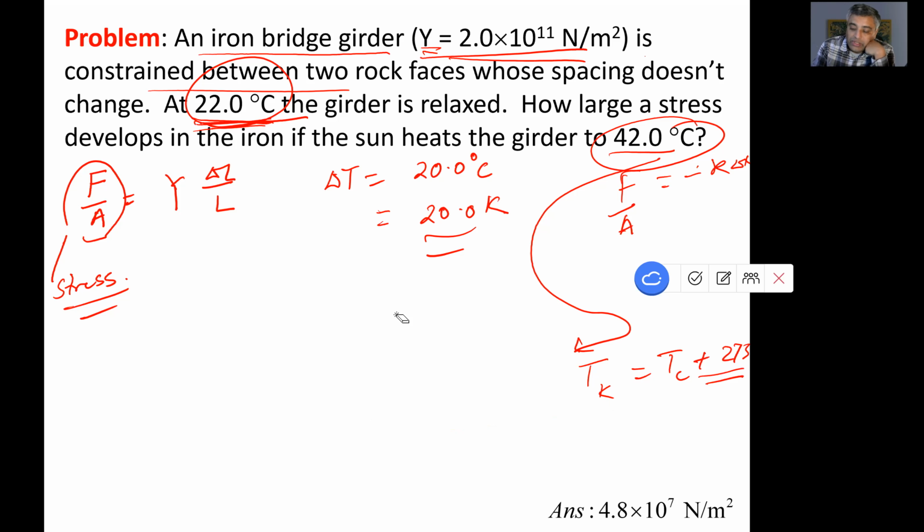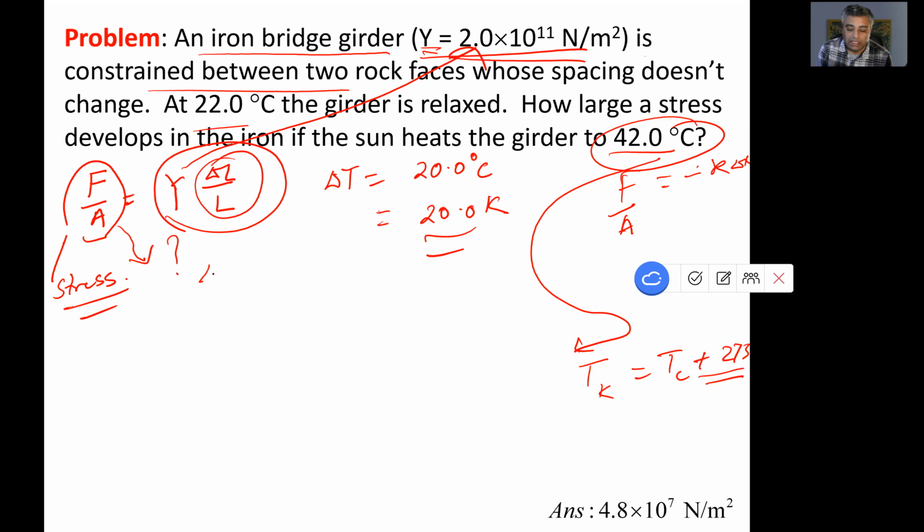So that's what we know, and it's asking us how much stress is developed. So the stress is what? To find that, we need this. And Y is given. So that means we need somehow this delta L over L.